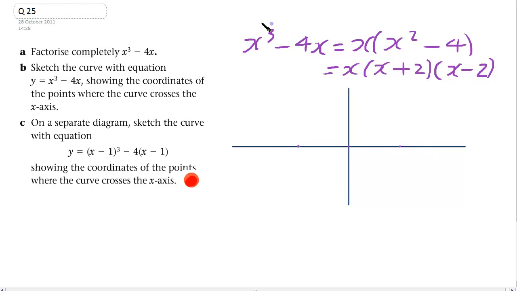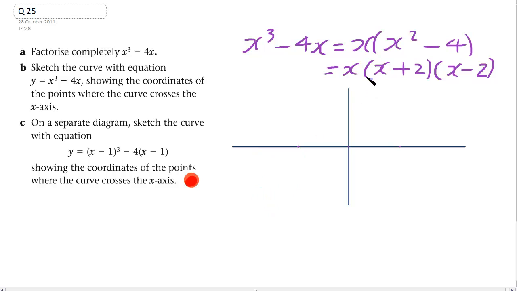And we've got a positive x cubed, so it's going to go from low to high. So we must start down here, come up here, go through here, go up there, and go through there. It's not a great looking sketch. It probably wants to be a bit more symmetrical, but let's try that again.